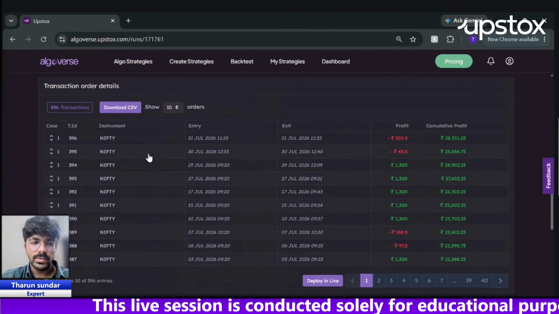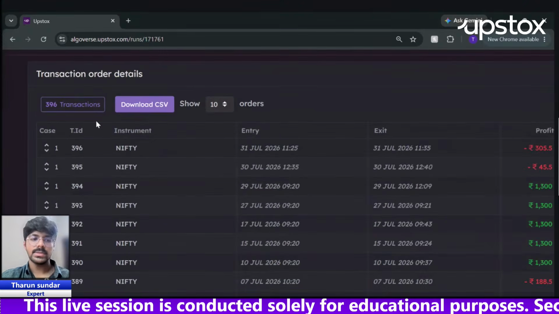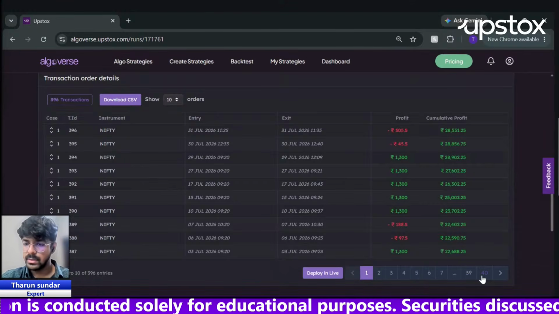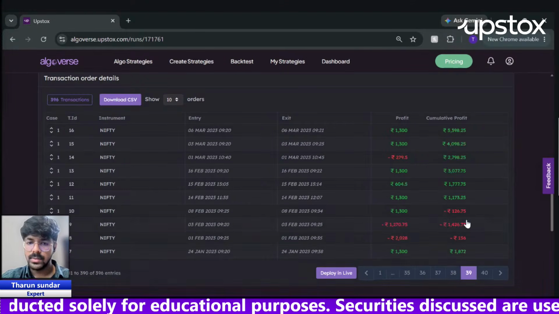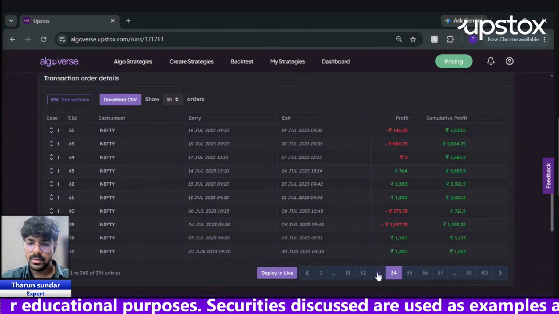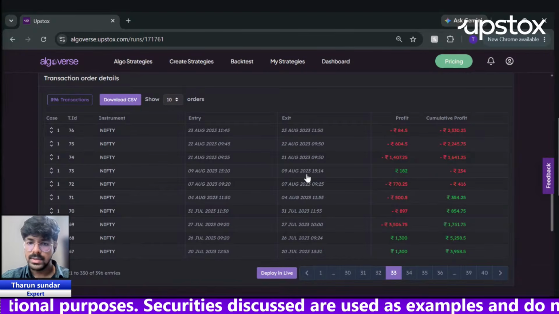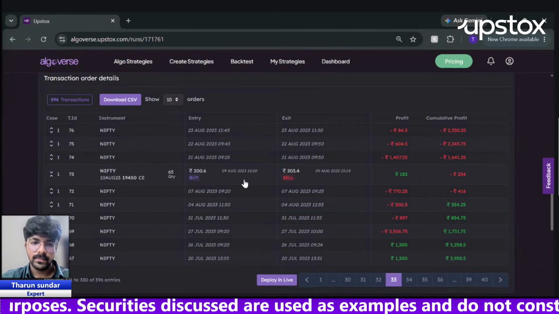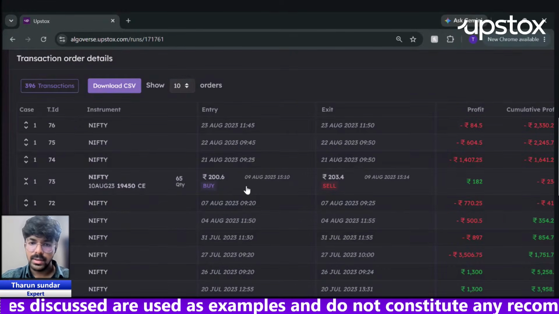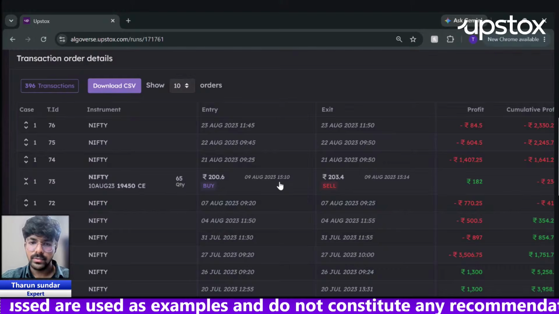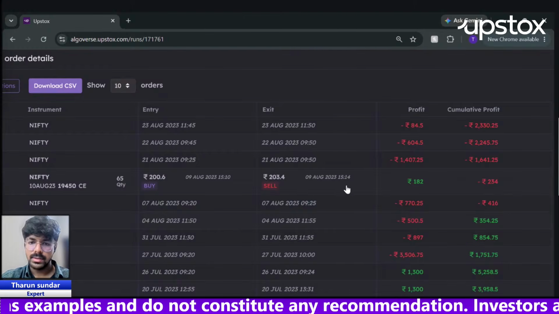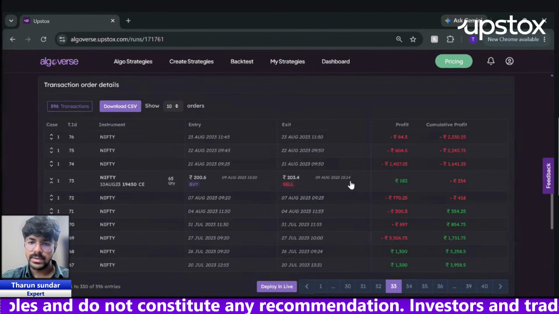And the best part in Algoverse is data says I have 396 transactions for this exact entry condition, and I have access to every single entry and exit. Let's say if I wanted to see what happened 3 years back, let's go to August 9, exactly 3 years back. And we have traded a 19,450 call option. And this has happened towards the very end of the market session. And we can see this is closed due to the exit time criteria.